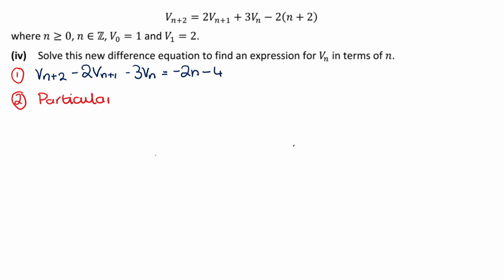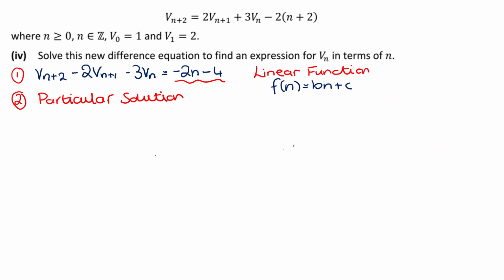So we need to look at the right hand side and make a decision about what type of function it is. So this part here, we can see it's a linear function, which means we're going to get an answer that's in the form f of n equals bn plus c. So we're going to change our v's on the left hand side into functions. So that is f of n+2 minus 2 f of n+1 minus 3 f of n, and that's all going to equal, the right hand side stays the same, minus 2n minus 4.